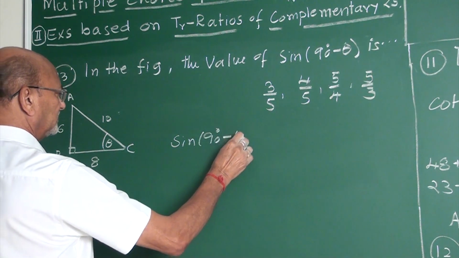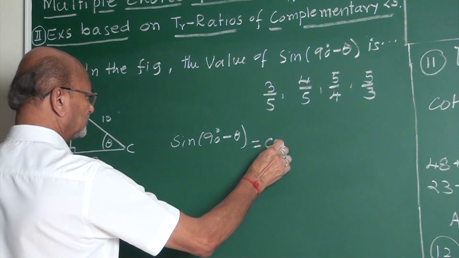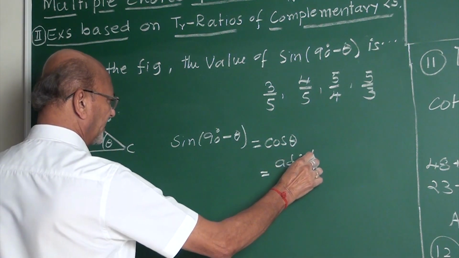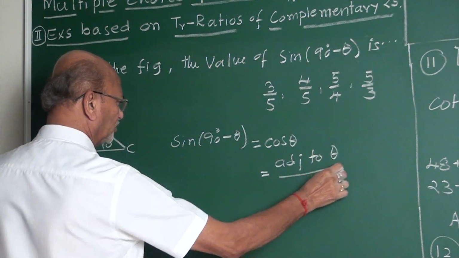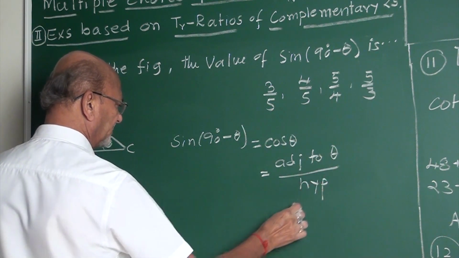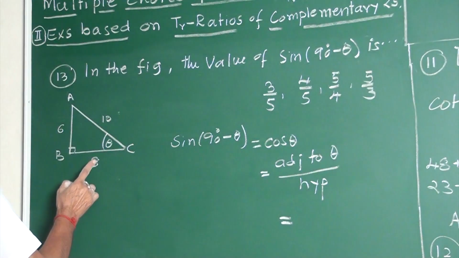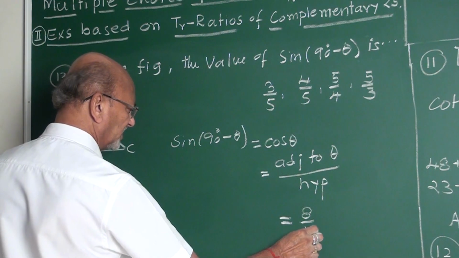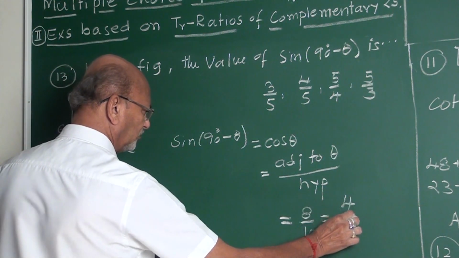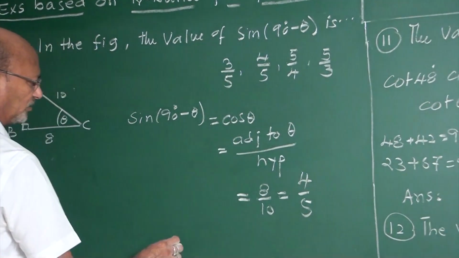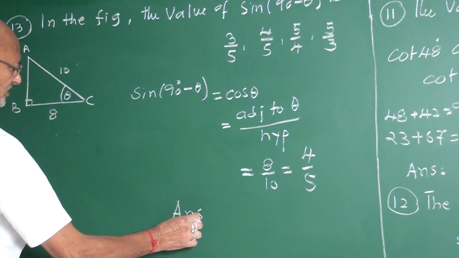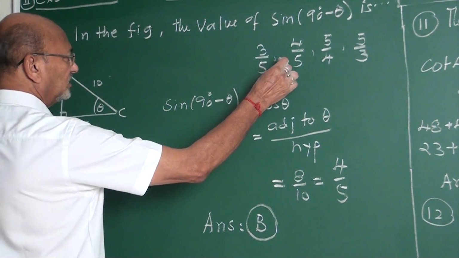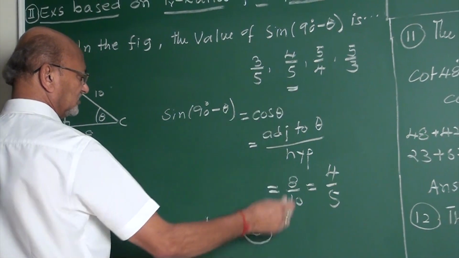Sine 90 minus theta is cos theta. What is cos theta? Side adjacent to theta upon hypotenuse. Side attached with theta is 8. Hypotenuse 10. Simplification 4 by 5. What is the answer there? Option B, my friends.